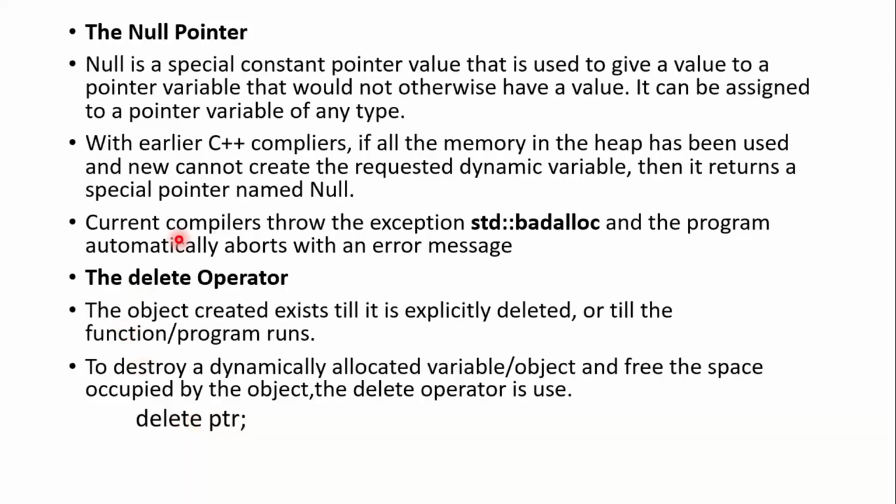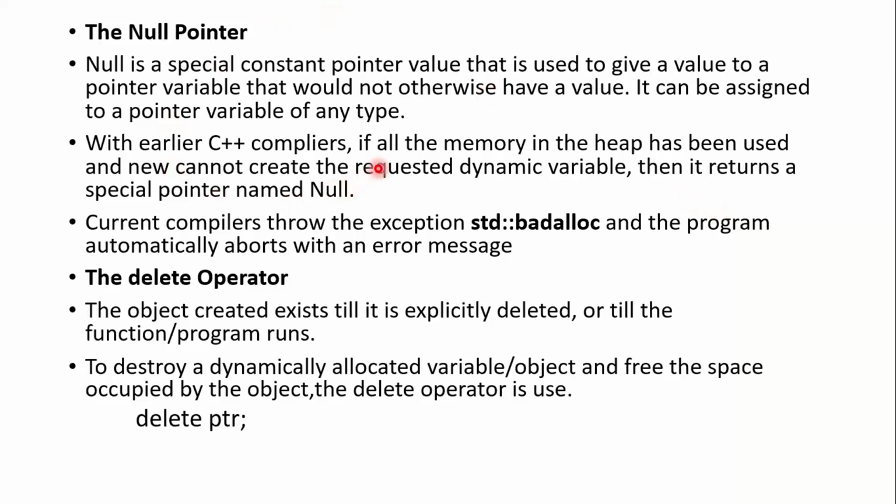Next, null pointer. So what is a null pointer? Null is a special constant pointer value that is used to give a value to a pointer variable that would not otherwise have one. If there doesn't exist any value, you put null in that place, and that is called a null pointer. It can be assigned to a pointer of any variable type. For null, there isn't any data type; for any type of data, you can put the value as null.